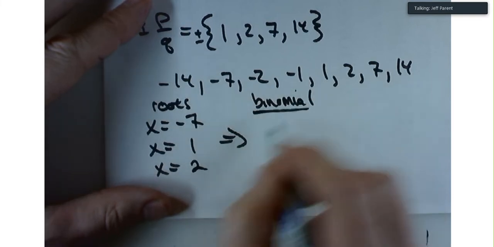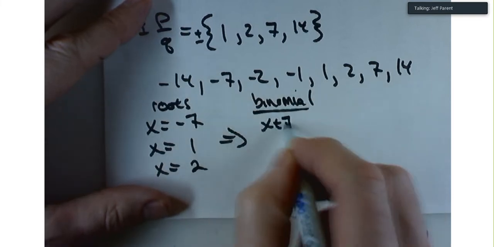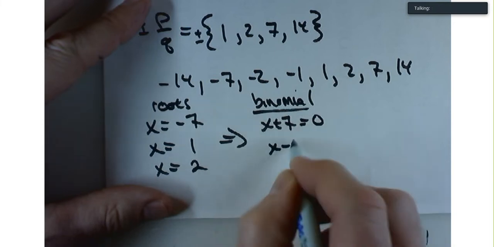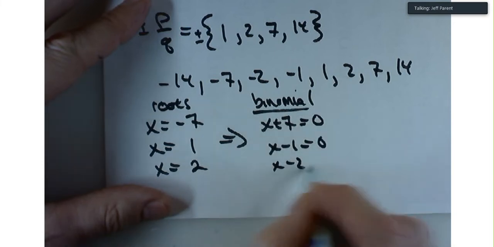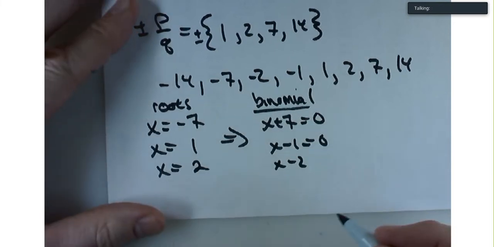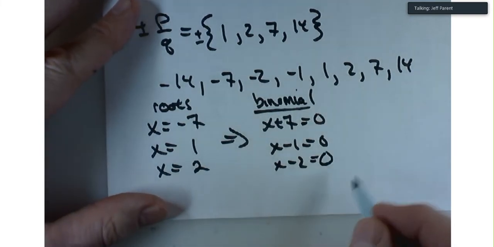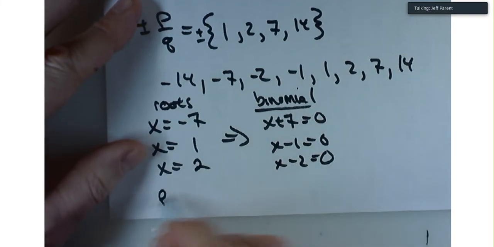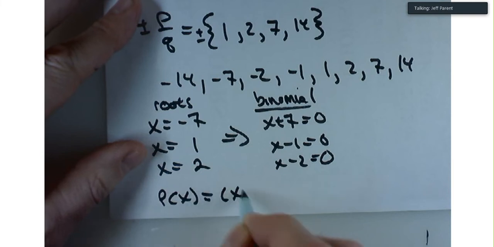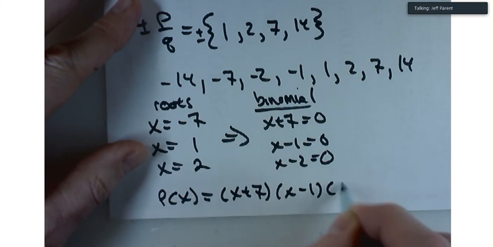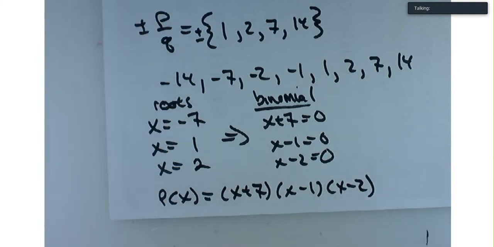The corresponding binomial will be x plus 7. If I move this to the other side, x minus 1 and x minus 2. And that's telling me a couple things. But one of the things it's telling me is that p of x can be written as x plus 7 times x minus 1 times x minus 2. Beautiful. So I got the roots, I got how it's factored, I got everything.